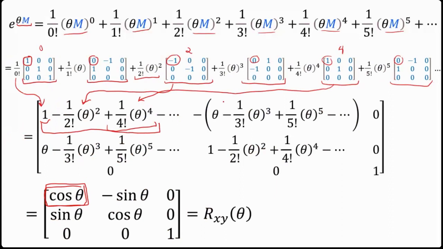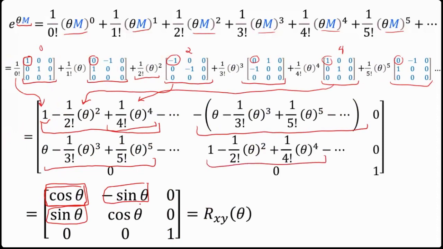And if you add up all the others element by element, this just ends up being the negative sine series. This ends up being the positive sine series, and then this ends up being another positive cosine. And then because there's a 1 in the first one, we end up with a 1 down here. And this is actually just a rotation matrix in the xy plane, right?